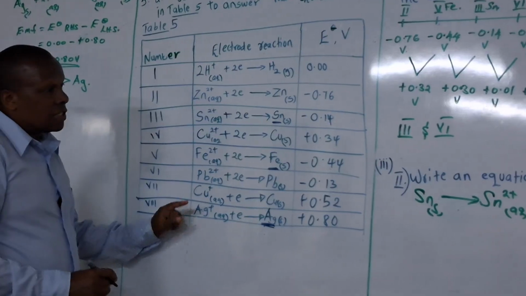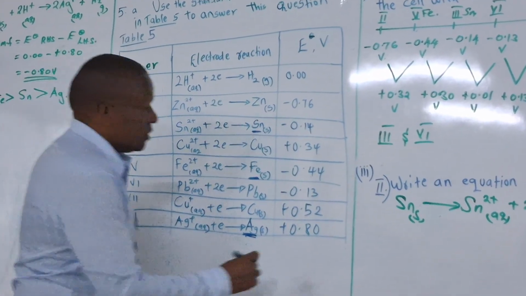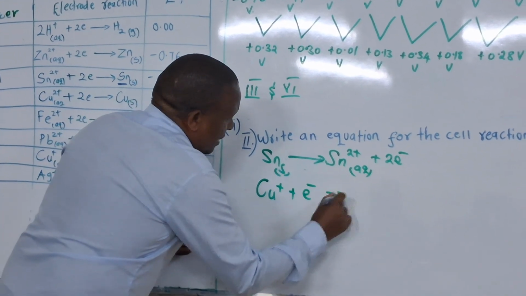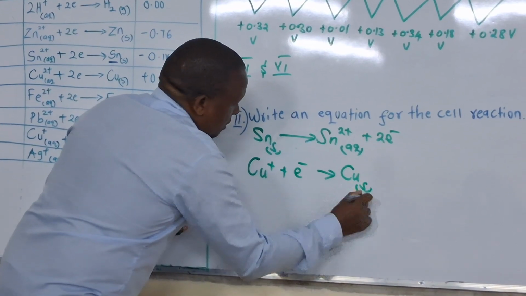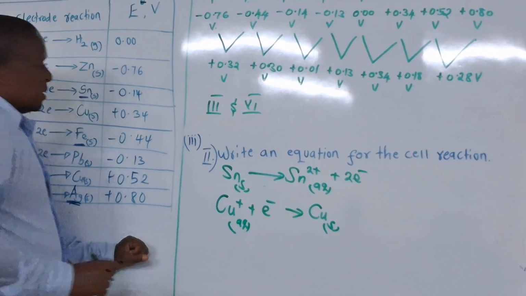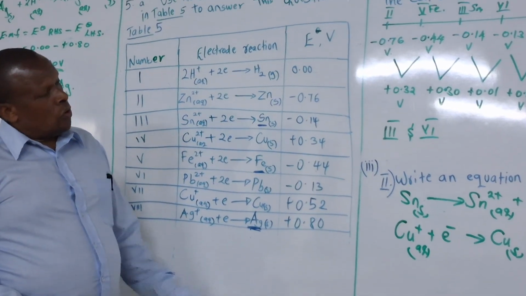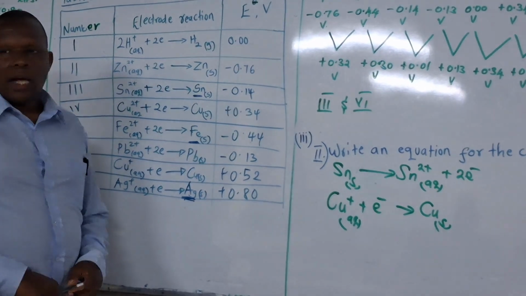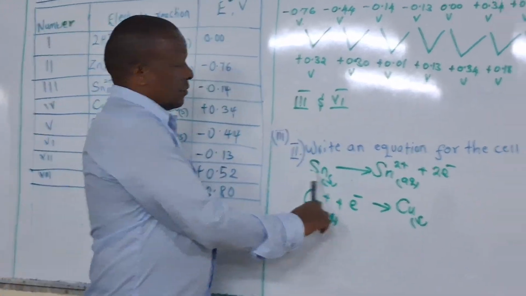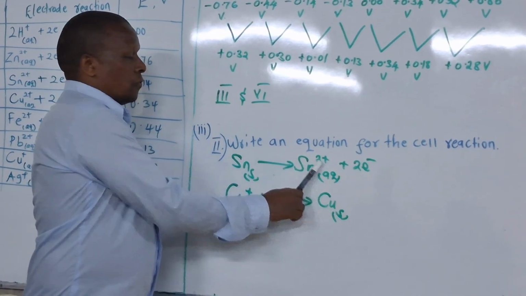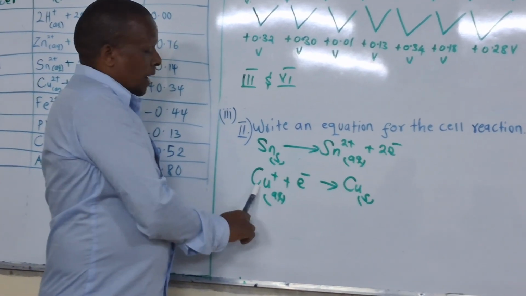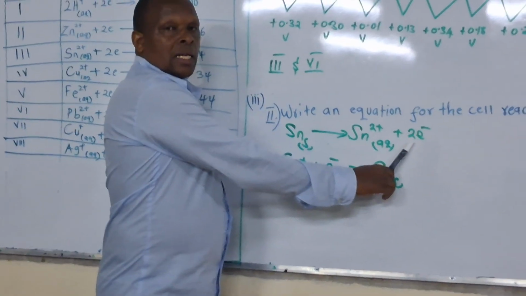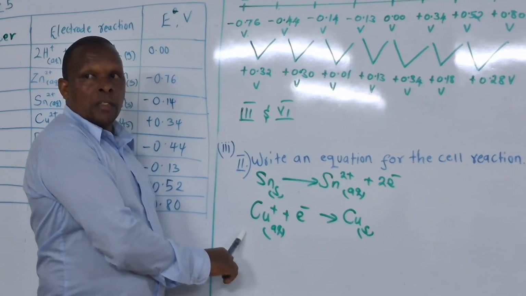And then copper, that is copper to undergo what? Reduction. So we have copper ion plus electron to give us copper solid. Good? So before we write the overall equation, we must balance the electrons which are lost and those which are gained. First equation, tin loses 2 moles of electrons to form tin ion. And the copper is gaining 1 electron to give us copper solid. So if 2 electrons were lost by tin, then 2 electrons must be gained by copper. So how do we achieve that?